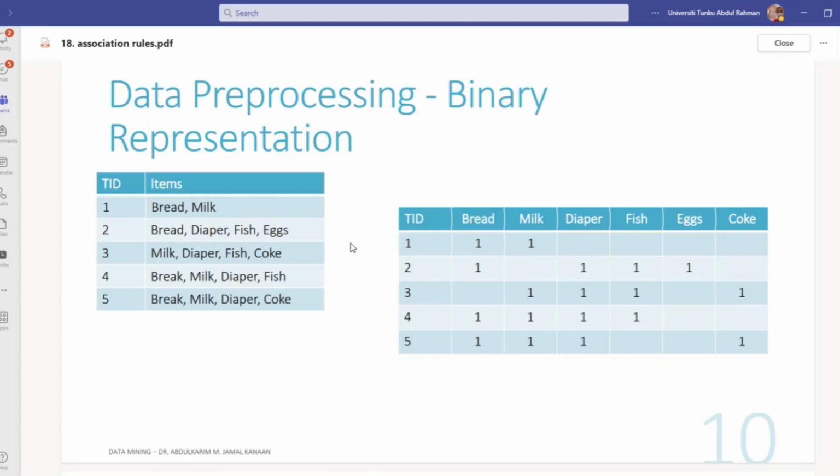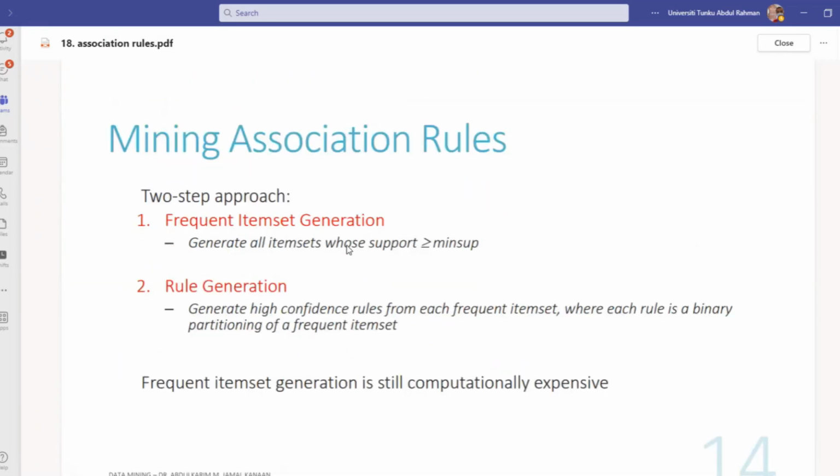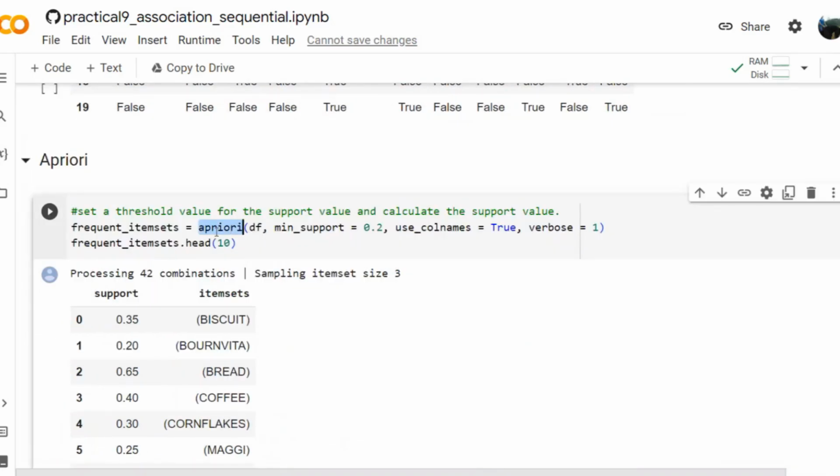Now, how can we generate association rules? Looking back at the slides, we have two main approaches. The first one, you need to generate frequent item sets. Not any item set, but frequent item sets. So we use the function apriori, applying the apriori principle. We explained last week the brute force approach and the apriori principle. So now we are using apriori.